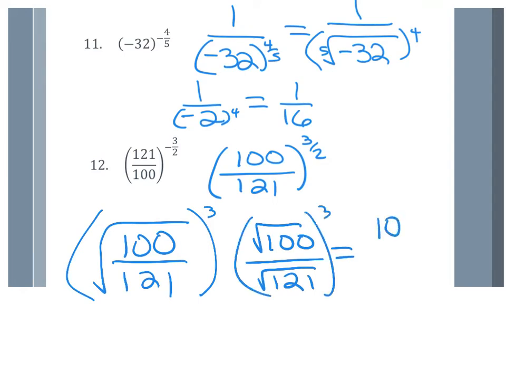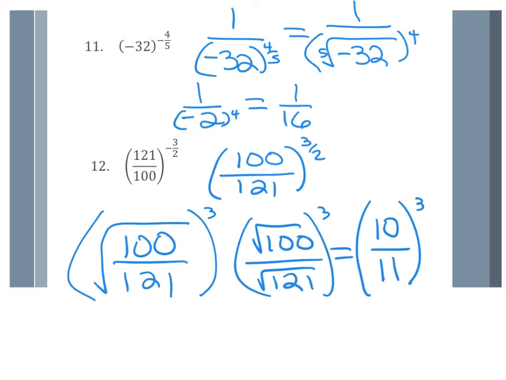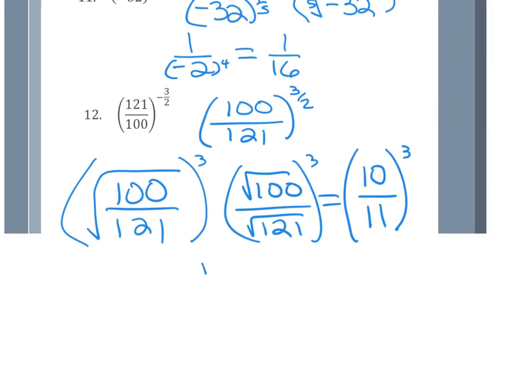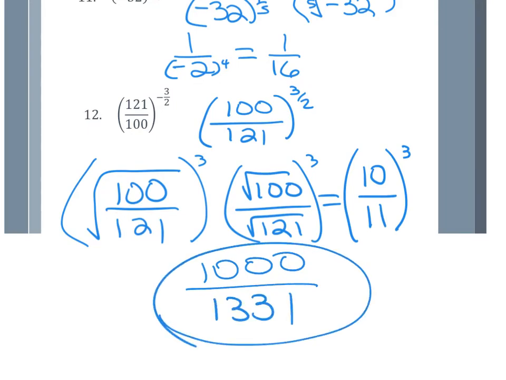Square root of 100 is 10. Square root of 121 is 11. And then I'm going to cube those. So 10 times 10 times 10 is 1,000. And 11 times 11 is 121. Times 11 again is 1,331. Final answer.